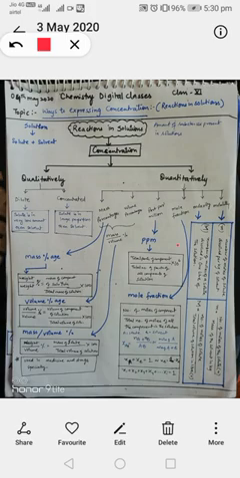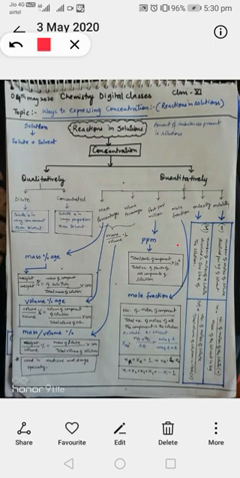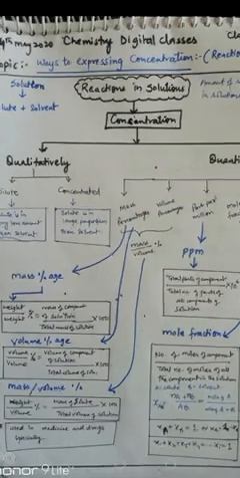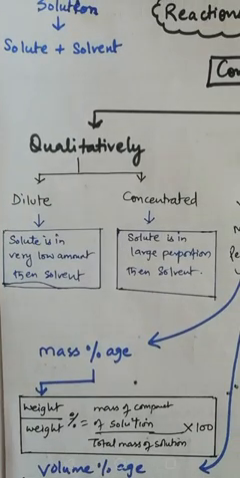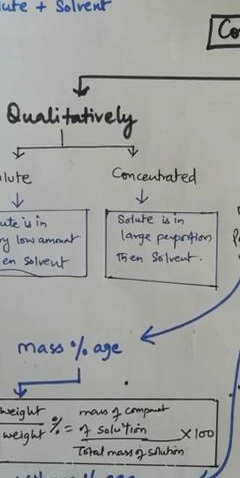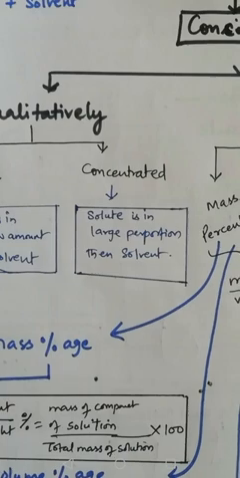So, ways to express the concentration. Concentration is of two types: one is qualitative, second is quantitative. Qualitative concentration is of two types: number one diluted, second is concentrated. A diluted solution is one in which the solute is in a very low amount compared to the solvent, a very small proportion than the solvent, and a concentrated solution is one where the solute is in larger proportion than the solvent.